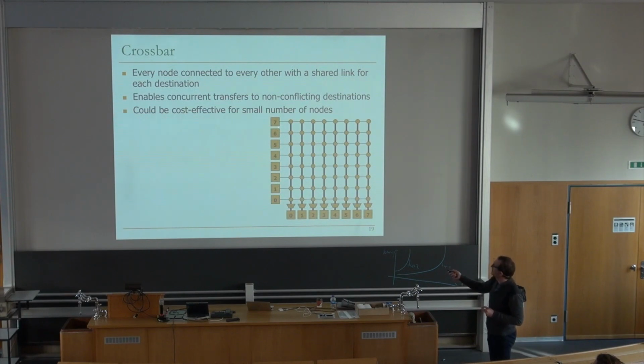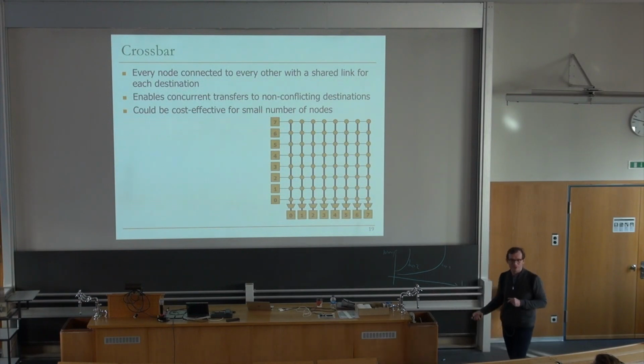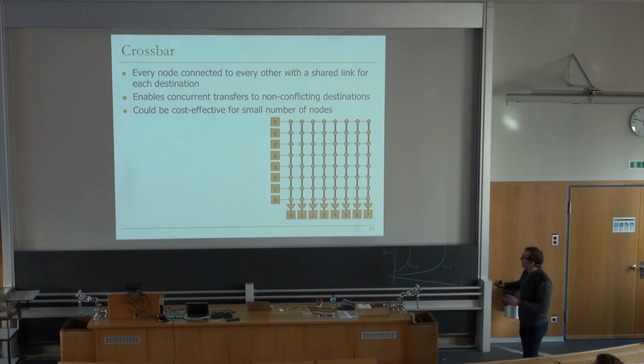If you want to transfer from 6 to 7, 6 to 6, let's say, or 6 to 5, you go through this link, and they do not contend with each other. But if both of them want to transfer to 0, 7 transfer to 0, and 6 transfer to 0, they share the link. So cost is reduced because of that shared link. Contention is increased, but it's more scalable. It's easier to deal with.